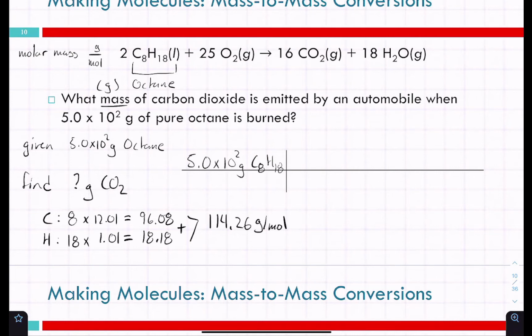Alrighty, so 114 grams per mole. So this is going to be 114.26 grams of octane, and that is equal to 1 mole of octane.